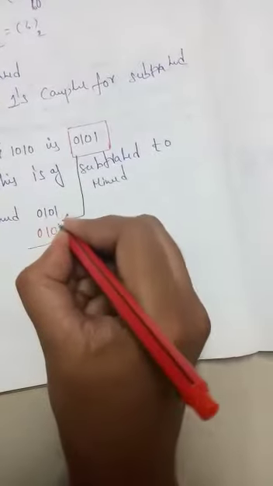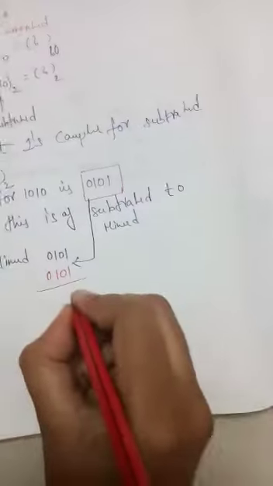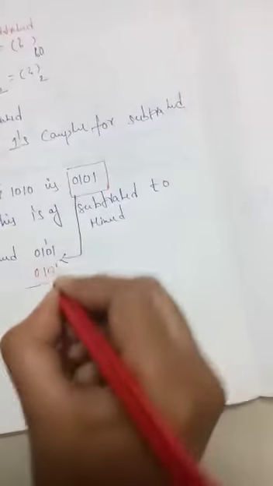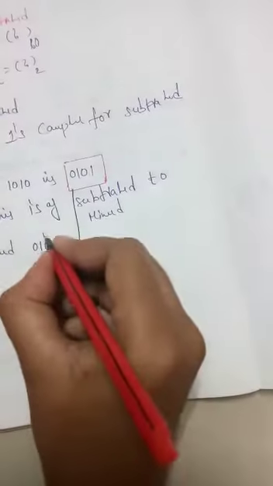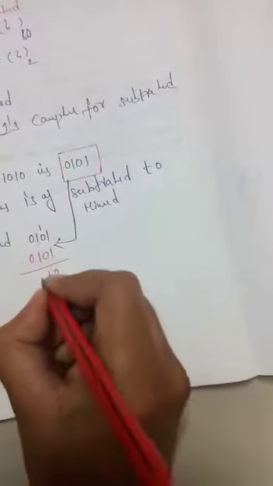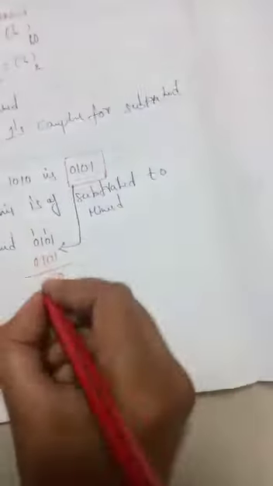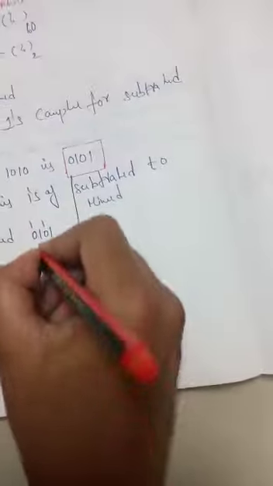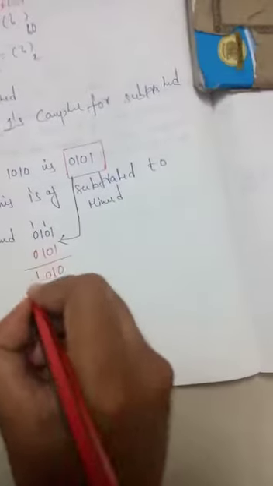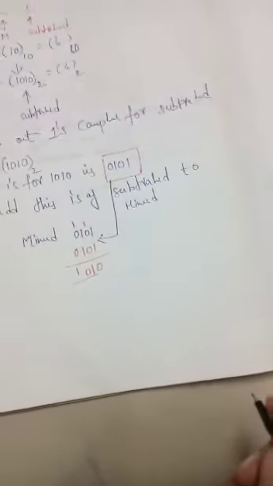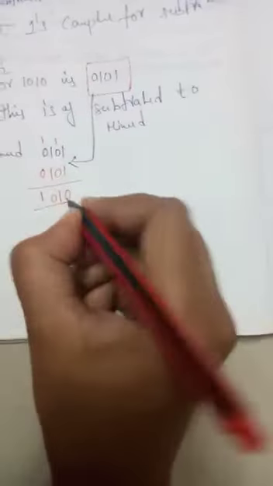So add these two. 1 plus 1 is 0, carry of 1. 0 plus 0 is 0. 0 plus 1 is 1. 1 plus 1 is 0, carry of 1. Next, 0 plus 0 is 0, 0 plus 1 is 1. So this is the second step.